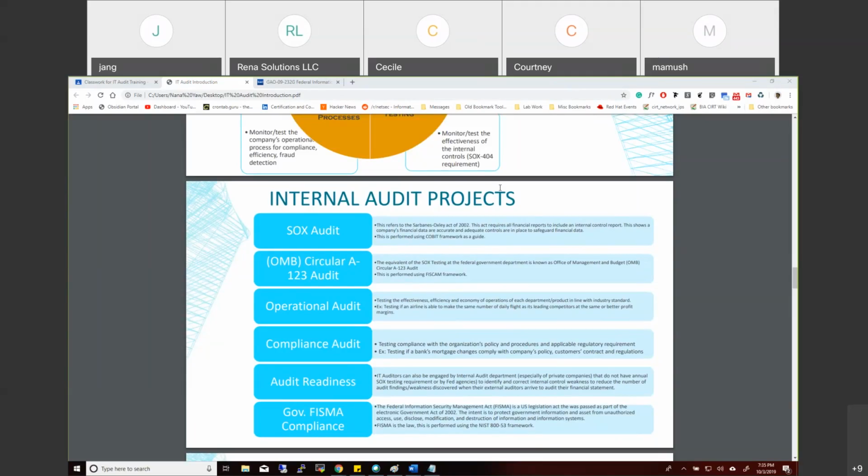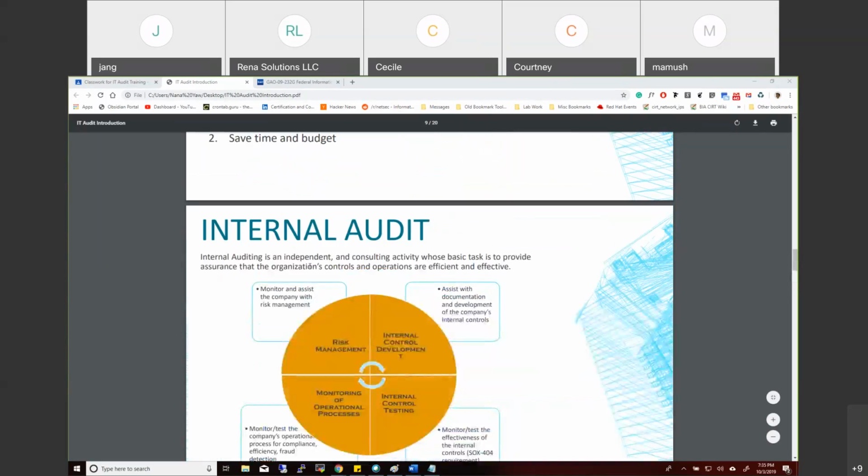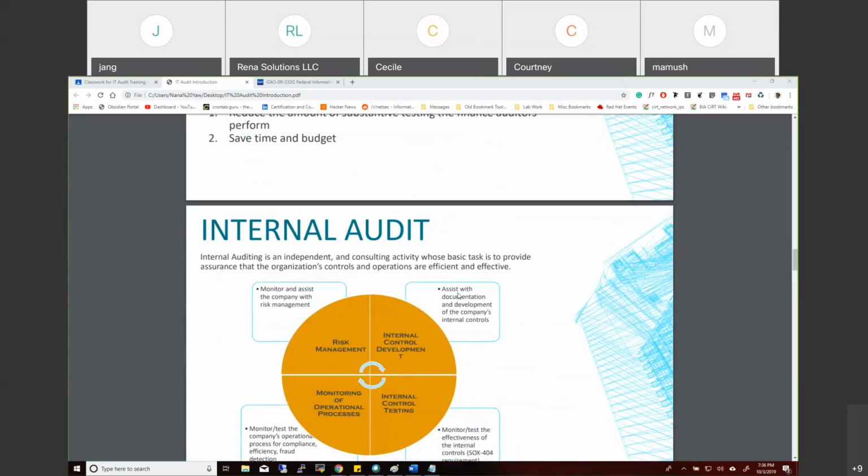Also, when financial auditors come to do their financial statement audit, they're looking to see whether you have completed your SOX audit. If you have, normally the financial statement auditors want to look at those reports as well. So the difference between SOX and financial statement audit is that SOX is done by internal auditors, whereas financial statement audit is done by external auditors.